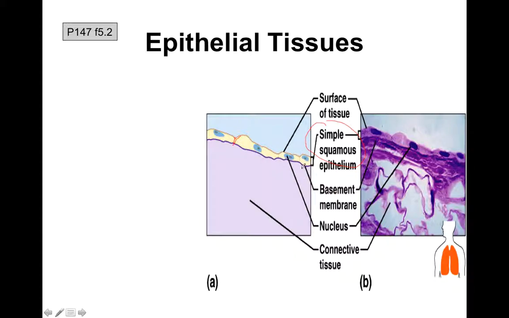Epithelial tissue is attached to a basement membrane, a kind of connective tissue that binds it to the underlying structures.